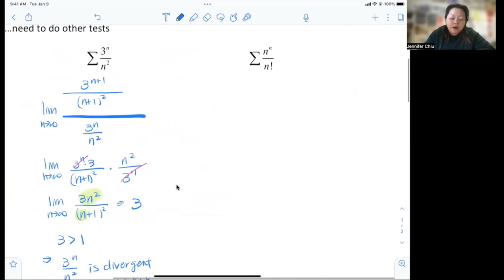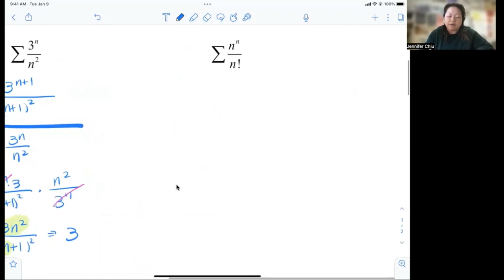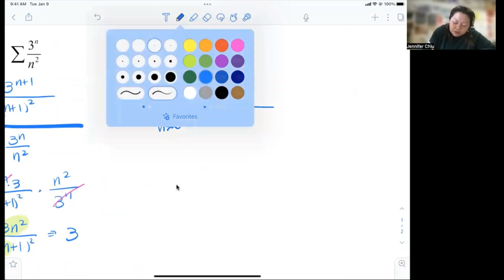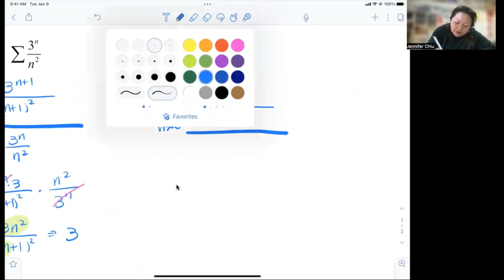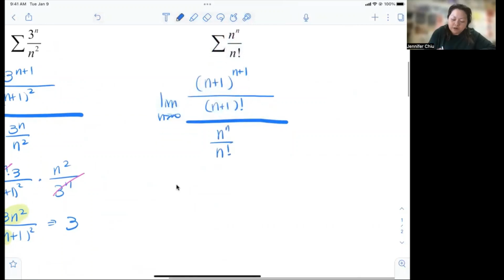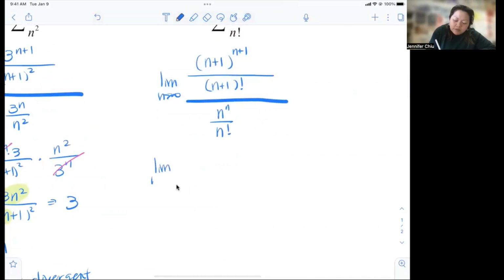All right, one more. This one has a little bit more algebra, so let's be patient and work this out, okay? All right, so limit as n approaches infinity. This is (n plus 1) to the n plus 1 over (n plus 1) factorial. I'm going to compare that to my original function, n to the n over n factorial. Okay, all right, so far so good. So limit as n approaches infinity. This one is (n plus 1) to the n plus 1.